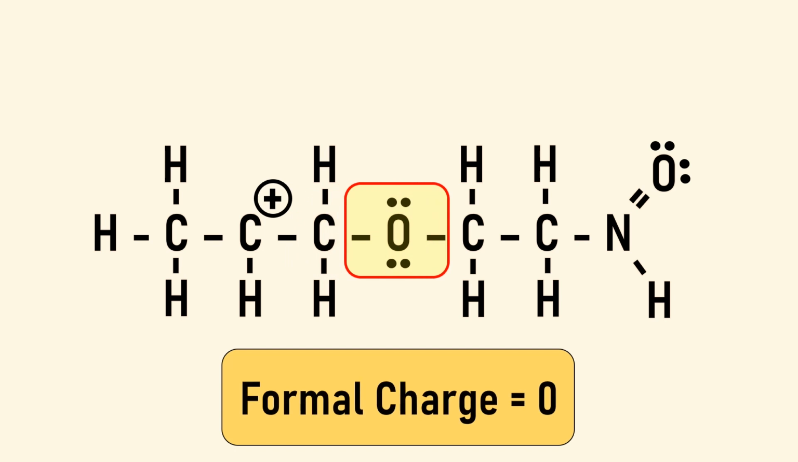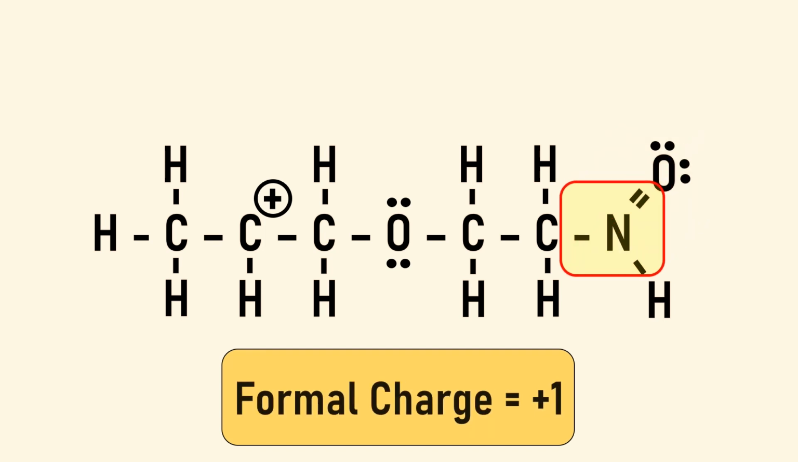This oxygen has 2 bonds and 2 lone pairs, thus carries a formal charge of 0, as does the last oxygen. The last oxygen has 2 bonds as a double bond, but its formal charge is still 0. Finally, let's look at the nitrogen. This nitrogen has 4 bonds and no lone pairs. It has a formal charge of +1.